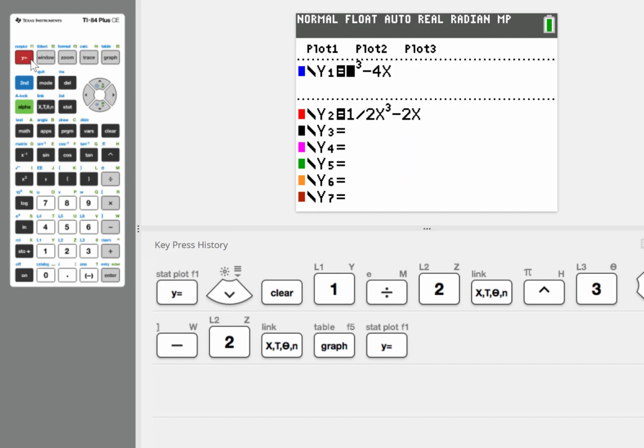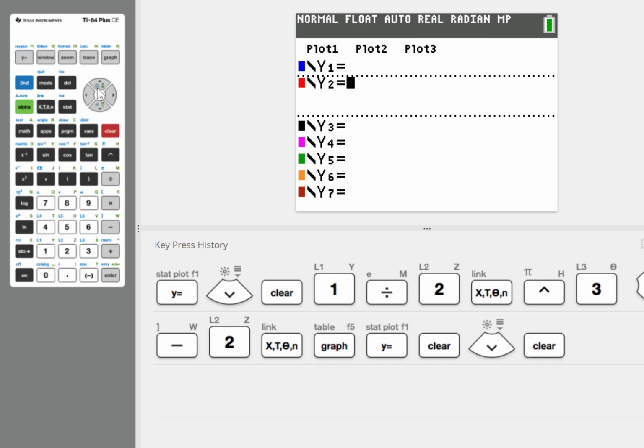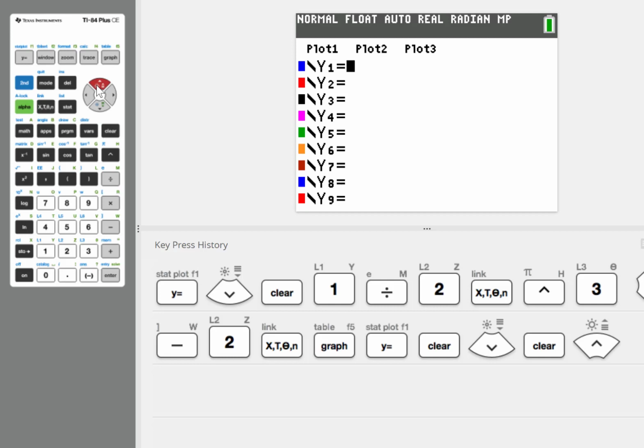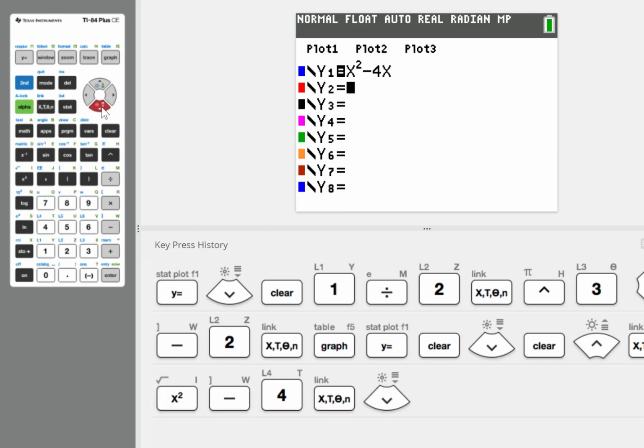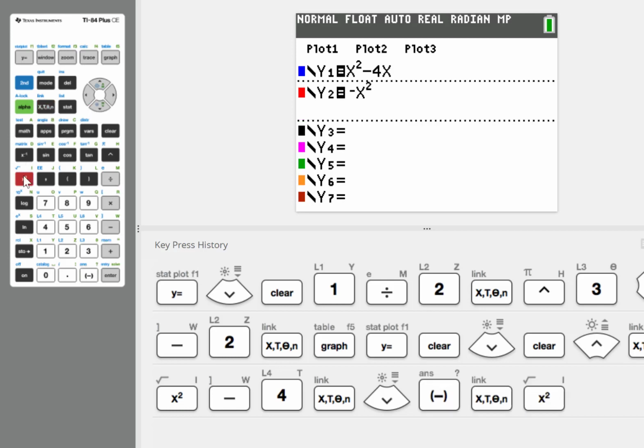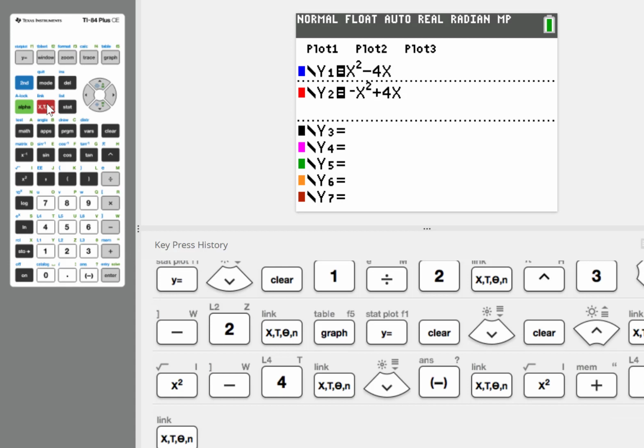Okay, so back to the y equals. Let me clear everything out. And on the first line, we will put in the x squared minus 4x. Squared does have its own button. And then the second function was negative down here, negative x squared plus 4x. So what happens when you do the negative of a function? The original one is in blue, and the new one will be in red.